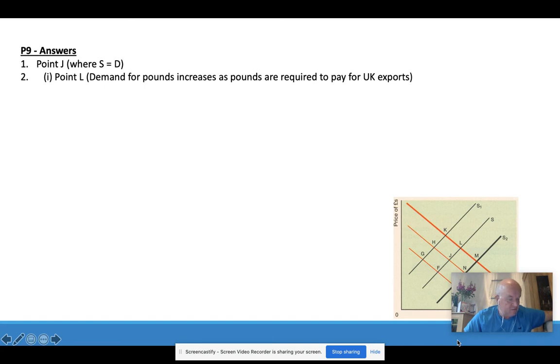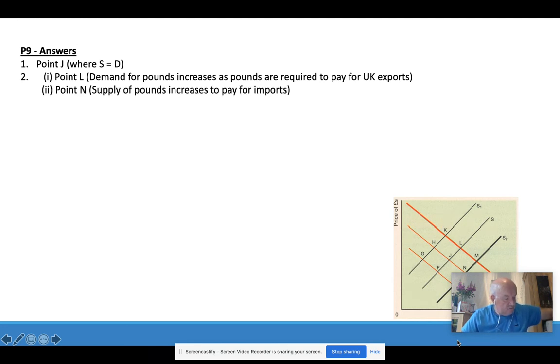Okay, let's have a look at the next point then. To which point will the market be most likely to move in the short term if there is, number one, an increase in exports? So bearing in mind it's where it's most likely to move, and also in the short term. Okay, so we take an increase in exports, it's going to move the equilibrium point to point L. So essentially our demand curve has moved out to the right because we've got an increase in the number of pounds that are required to pay for UK exports. Okay, so we've got a greater demand for pounds as a result.